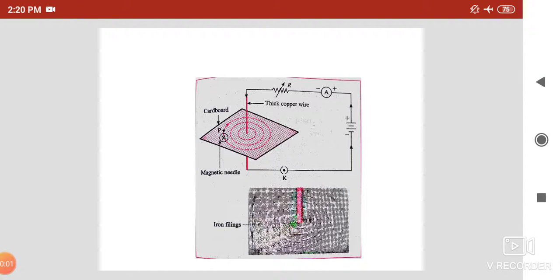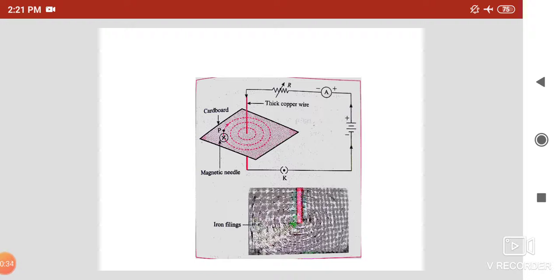Hello students, in the last video we discussed this activity. Let us revise this activity again. In that activity, we had taken one copper wire which passes through the center of a cardboard, and around the wire the iron filings are spread unevenly. When the current is passed through the wire, these iron filings form concentric circles around the conductor.